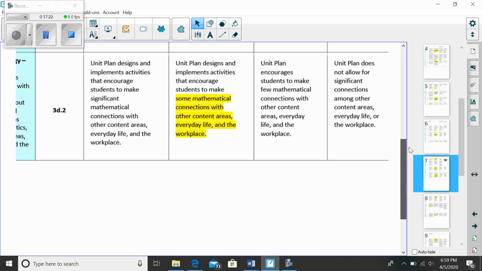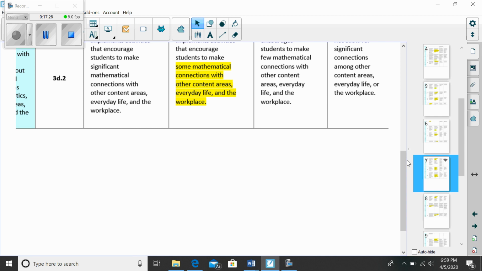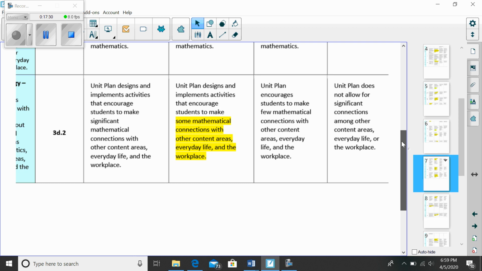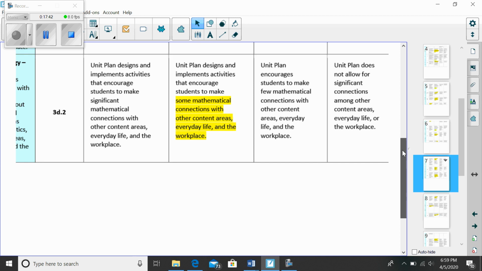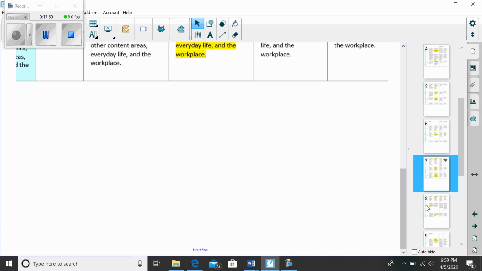Mathematical connections with other content areas. Again, that's kind of tough. I mean, if you can have an example that connects to science, that would be good. Or daily life or the workplace. Again, we saw this in another line. A lot of these lines are somewhat repetitive. But if you can just do that in 1 or 2 places, I can at least give you a 2 and hopefully even a 3 for doing that.